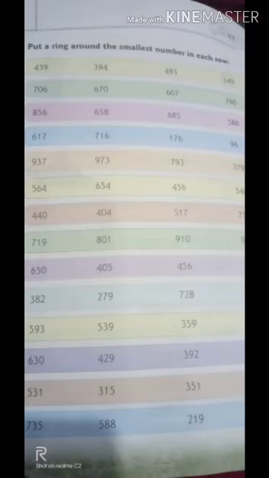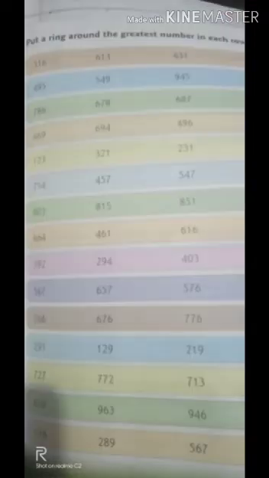Go to page number 40. Here the questions are related to the smallest number. You know children, what is the smallest number? Yes, the number which has the lesser value is called the smallest number. You see the first row, numbers given 439, 394, 493, 349 and 419. Among these numbers, which number is the smallest? 349.